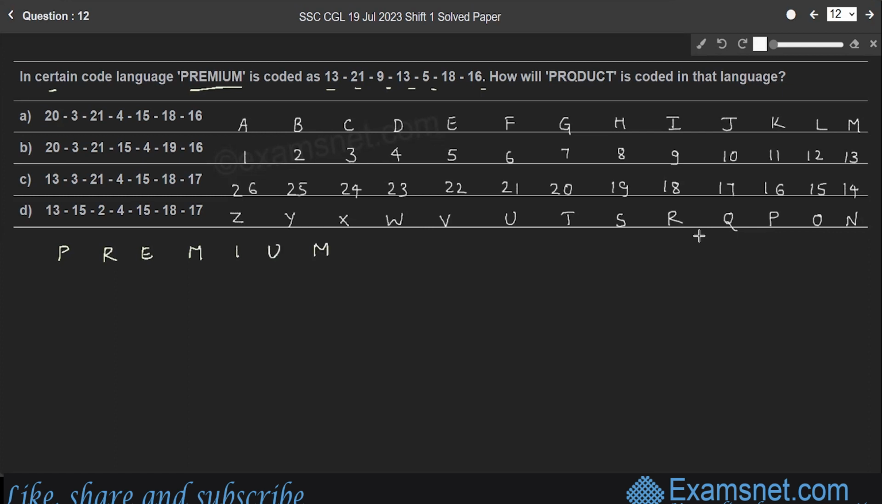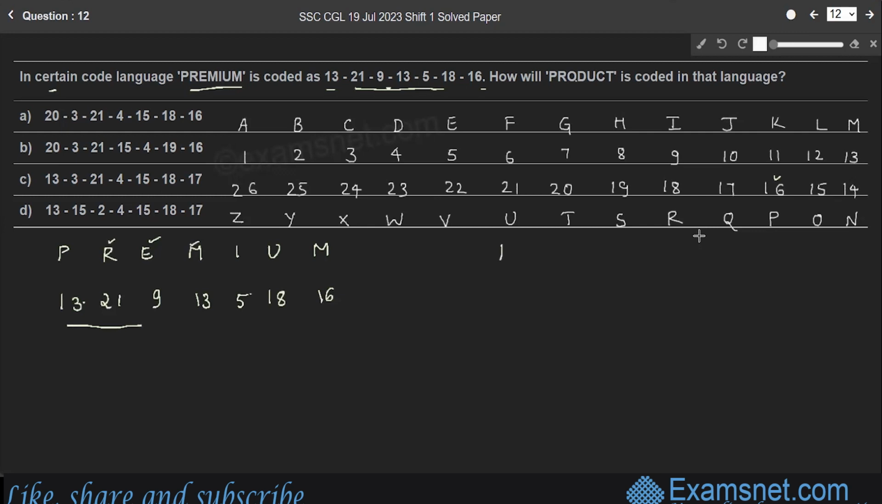M-I-U-M, right? Here, the positional value of P is 16, the number 16 in reverse order. In place of M, we'll write 16. The positional value of R is 18 here in reverse order. So write the positional values in reverse order and you will get the code. M is 13, I is 9, then U is 21, M is 13. Therefore, the code is 13, 21, 9, 13, 5, 18 and 16, right?